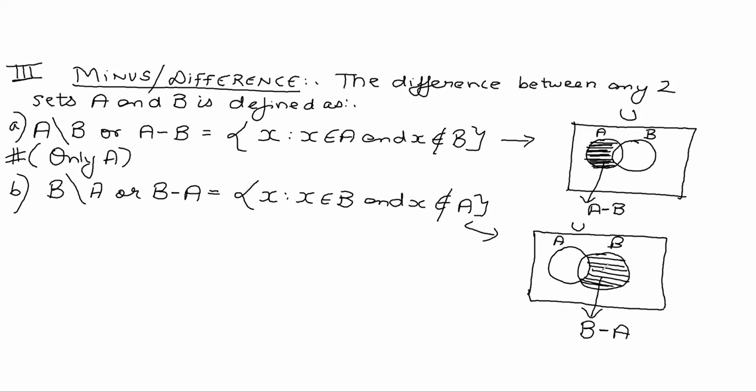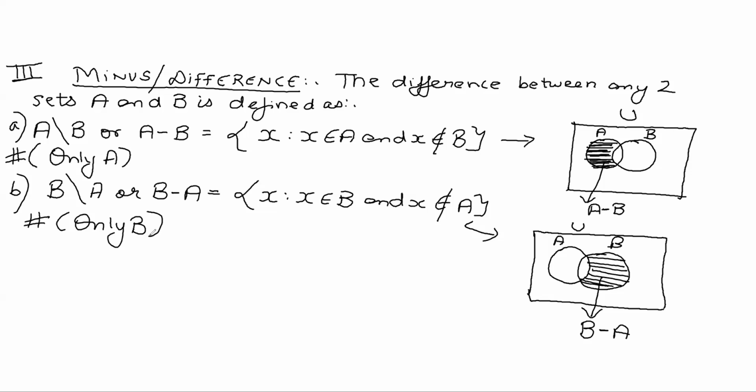So I hope all students are clear with the concept of difference of sets. This is also denoted by only B. So only A means, suppose there are only two sets A and B, then only A means A but not B. Only B means B but not A.